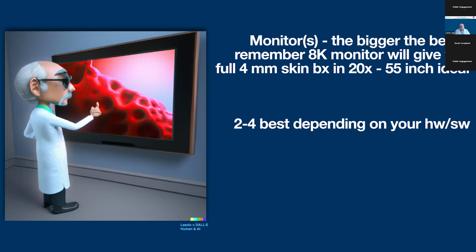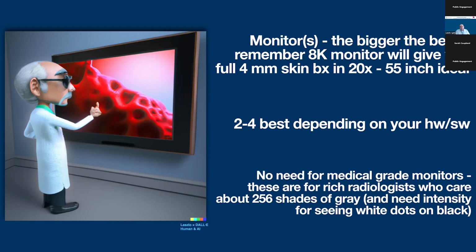It makes life easier. How many monitors? I think 2 is a minimum. 4 is a little bit of an overkill, but I think 4 is really, really good for digital pathology. And just to bust a myth, we don't need medical grade monitors. These are for rich radiologists who have too much money to spend.